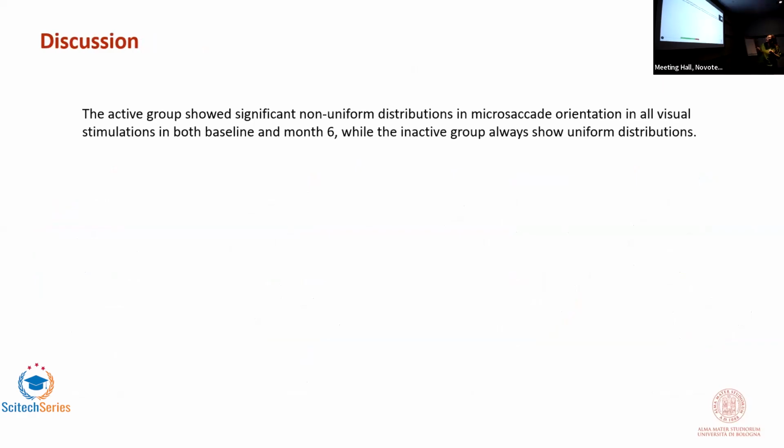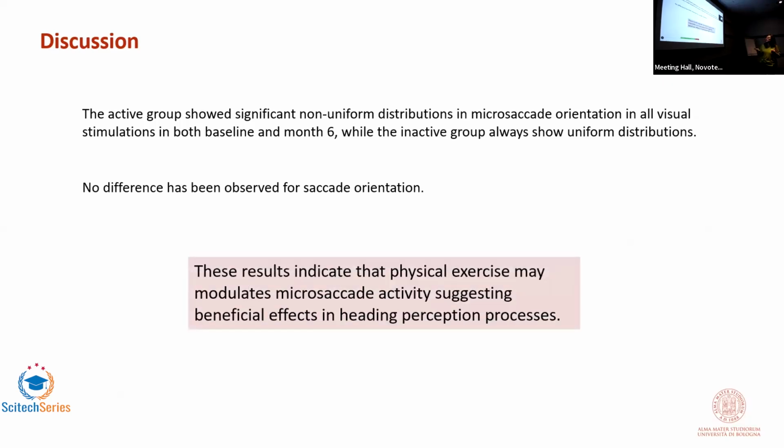So our active groups showed non-uniform, or clustered, distributions of microsaccade orientation in all visual stimuli. In both baseline and 6 months, the inactive group did not show any clustered attentional focus. No difference was observed for saccade orientation. So these results could indicate that physical exercise modulates microsaccadic activity, suggesting beneficial effects in heading perception processing.